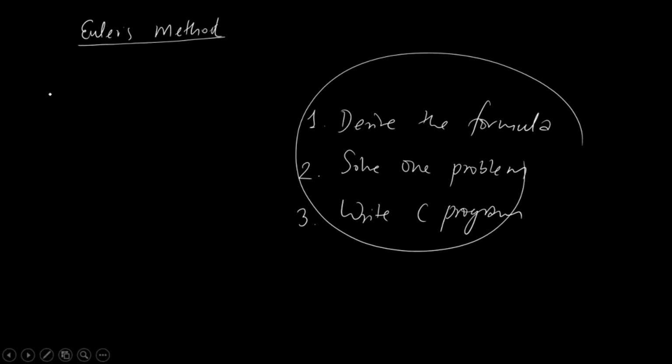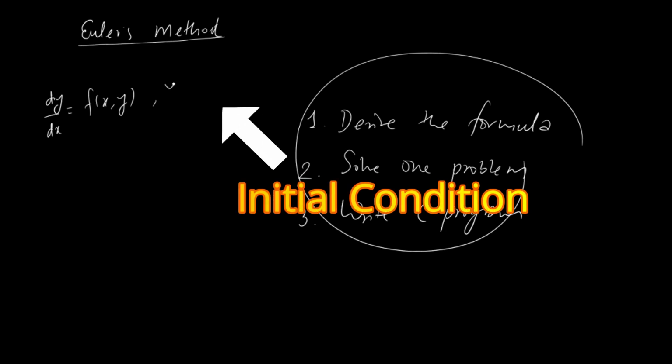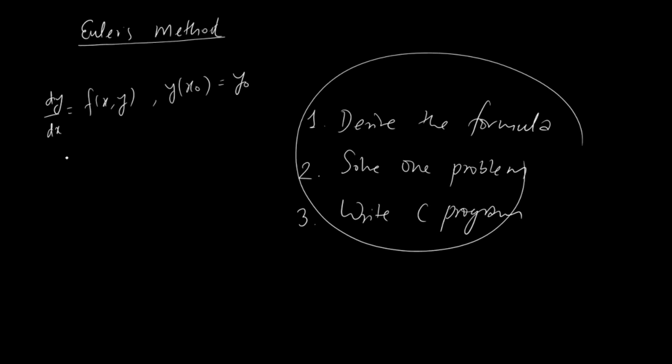We may have a given differential equation of the form dy by dx is equals to function of xy, and we have also given the boundary condition, that is y at x naught is equals to y naught. Suppose the question may ask us to find at xn what is yn. That is the problem. Or if you follow this notation, then the question may be asking y at xn equals to what.